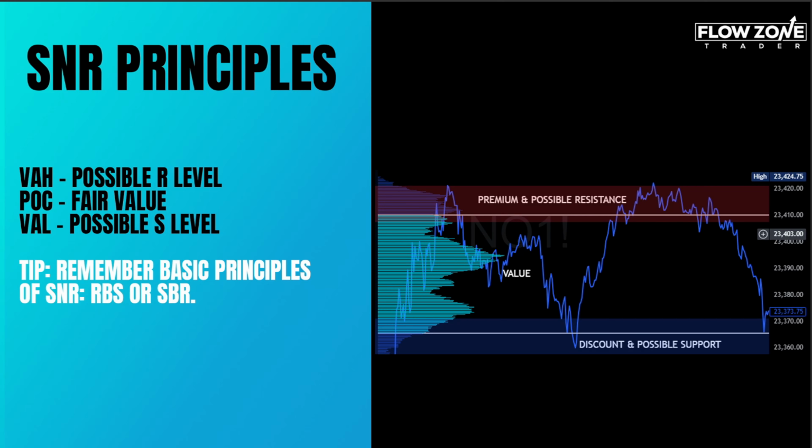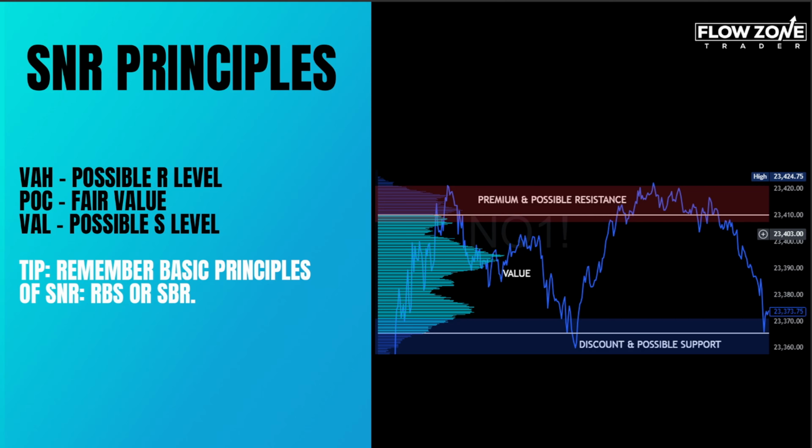Anyone who's traded with me, done my course, or watched me on live stream, I'm always looking at very basic principles of S&R. People overcomplicate the market too much, okay? S&R is the key to market and understanding structure. So again, let's think about what we just talked about with the value area high. Remember the top white line. That offers a possible R level or resistance level.